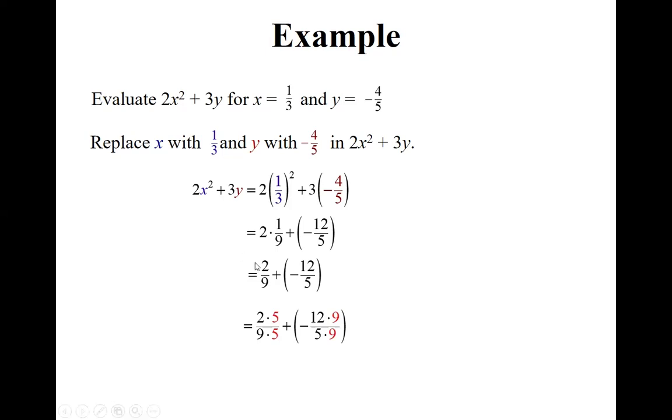2/9 times 5 over 5 is 10/45. -12/5 times 9 over 9 is -108/45. Keep the 45 on the bottom. 10 plus -108 is -98. So -98/45 is the answer. And that is it for this topic.